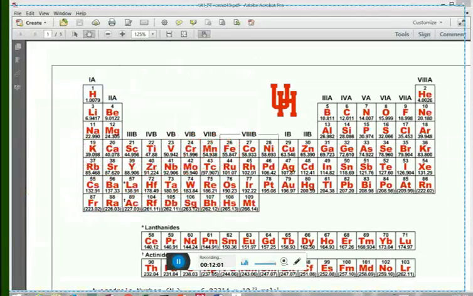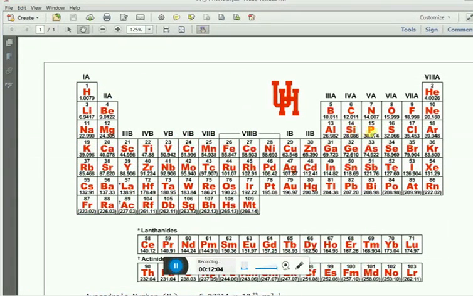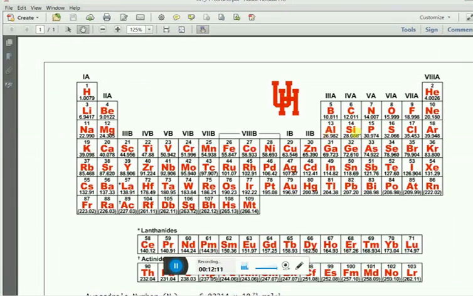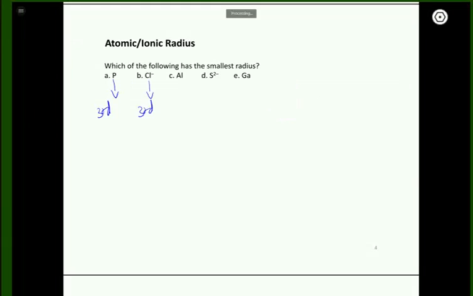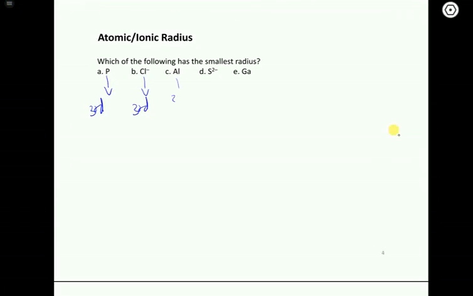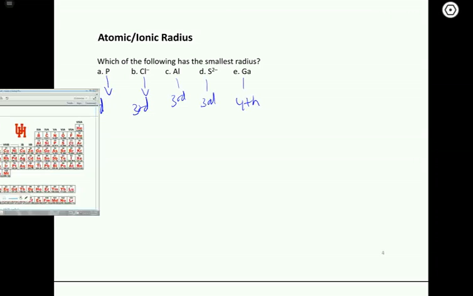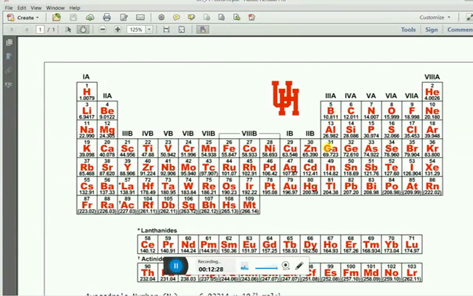Let's go to the periodic table to convince ourselves of that. So phosphorus is here, chlorine is here, both in the third row. We have aluminum and sulfur, all in the third row as well. And then gallium, so these are all third row elements except for gallium. Because gallium is in a totally different period, the configuration of gallium now has a filled 4s and a partially filled 4p subshell.